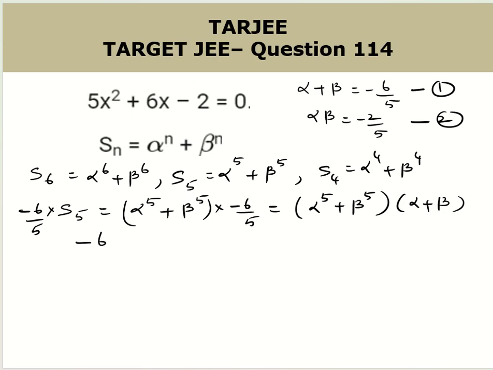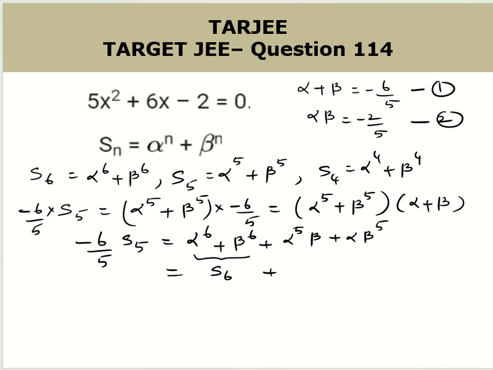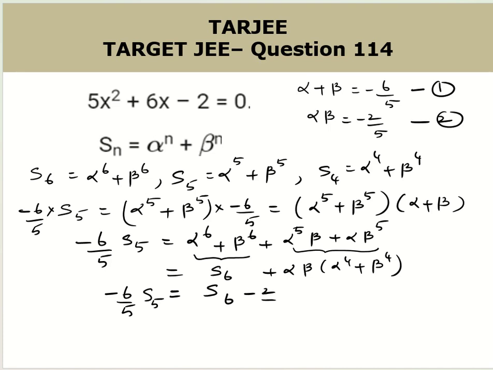So my left hand side is minus 6 by 5 times S5 is equal to, if you open the bracket, you get alpha power 6 plus beta power 6 plus alpha power 5 beta plus alpha beta power 5. Now you can see that this is nothing but S6. And in these two terms you can pull out an alpha beta common, and within the bracket you have alpha power 4 plus beta power 4, and you know alpha power 4 plus beta power 4 is S4, and alpha beta is equal to minus 2 by 5. So I get minus 6 by 5 times S5 is equal to S6 minus 2 by 5 times S4.